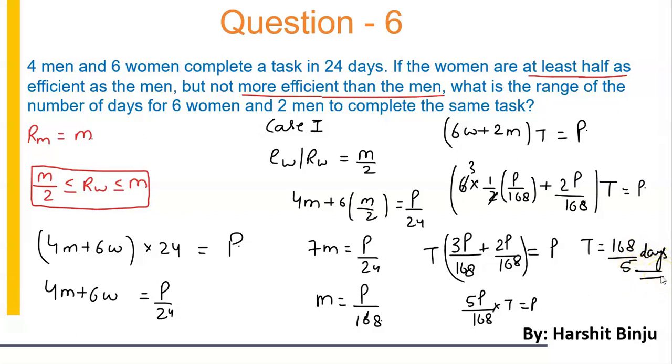Now this is the maximum possible value of time. Why? Because we are considering the rate of women to be minimum. This is the maximum possible value of the time, because we are considering the rate of women to be minimum. That's the concept that we're using here. Second scenario, or the second case, is, I need to remove this.